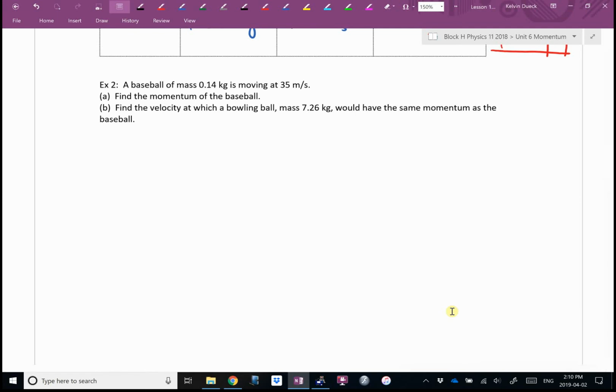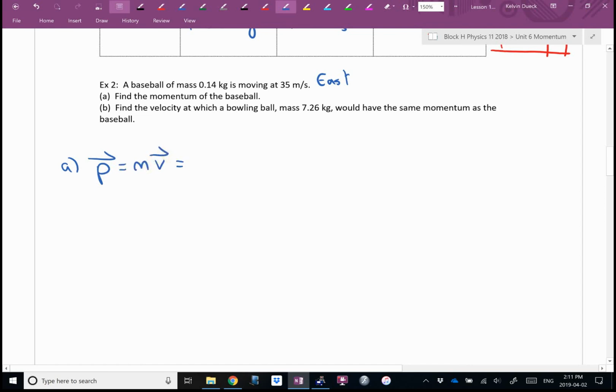Now, momentum is a vector. Part A. What's part A want me to find, Logan? For example 2, I really should have said find the magnitude of the momentum because I forgot to include a direction in here. Or I should have said the baseball is traveling at 35. You know what? Let's do this. At 35 meters per second, let's add the word east there. Logan, momentum is what times what? So let's write p equals m times vector v.